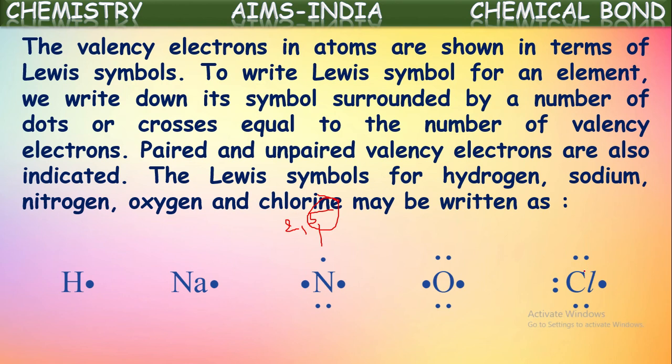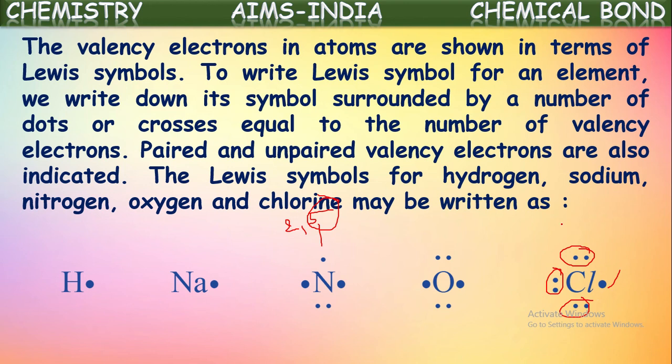If you observe here, these are paired electrons. This is an unpaired electron. So paired and unpaired electrons are all represented around the symbol of that element as dots, which represent the valence electrons of that atom. Okay, by this we can say the stability of the atom also.